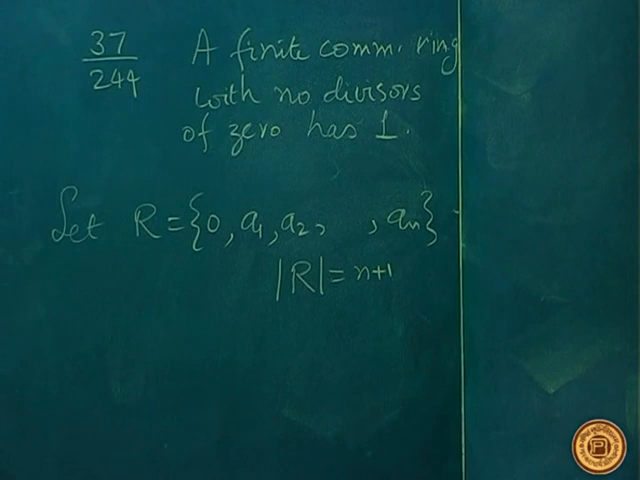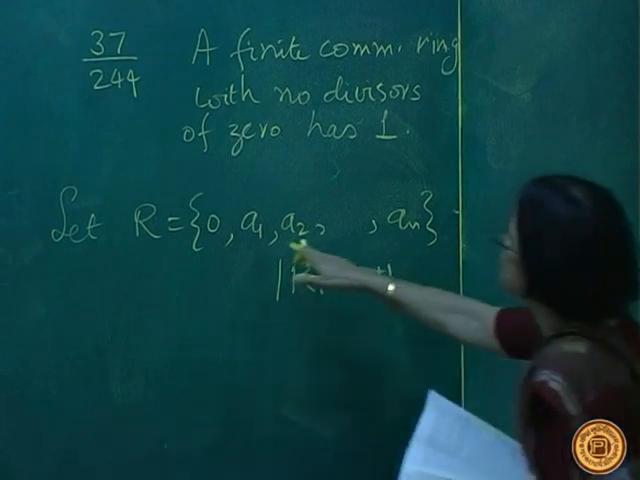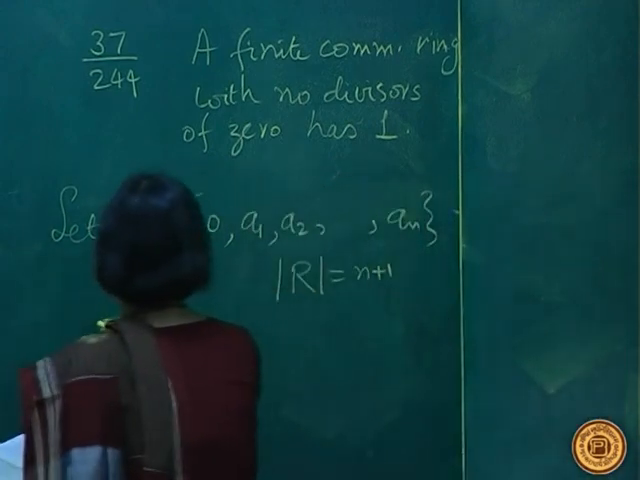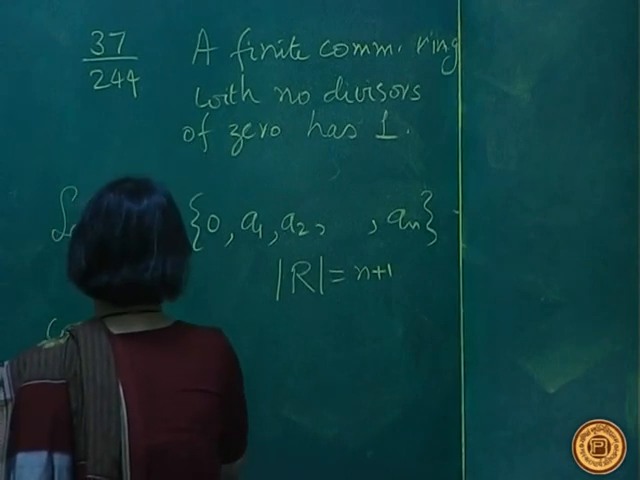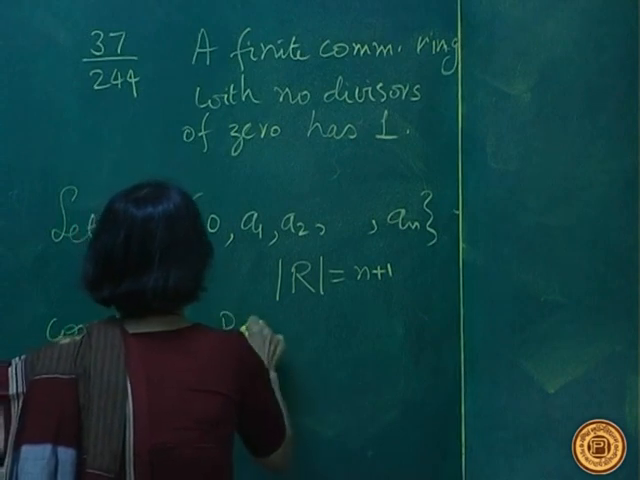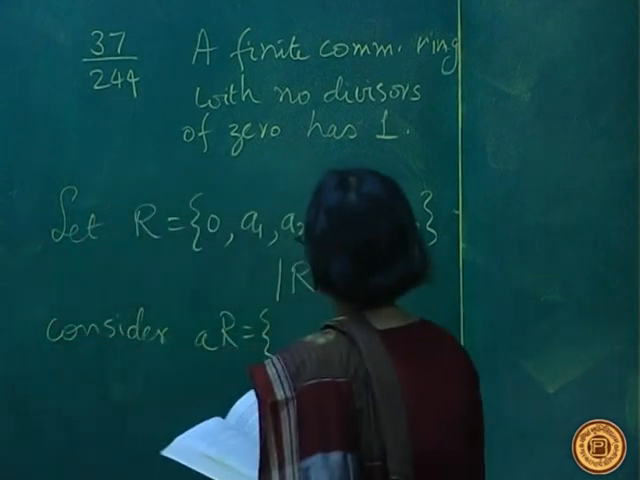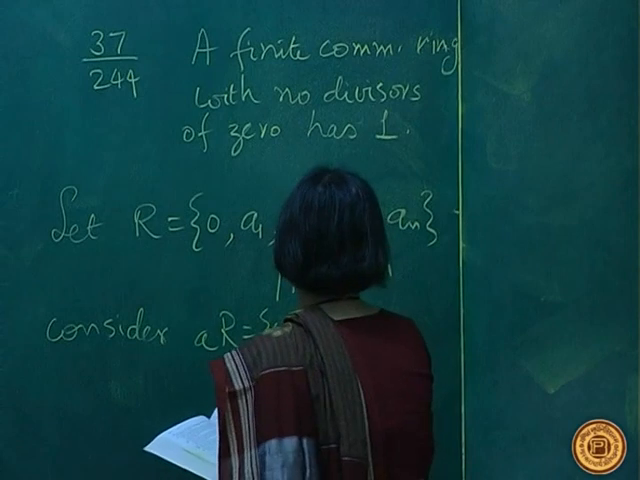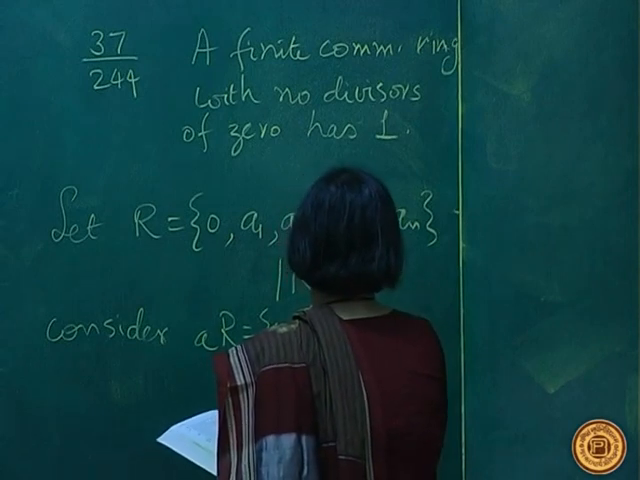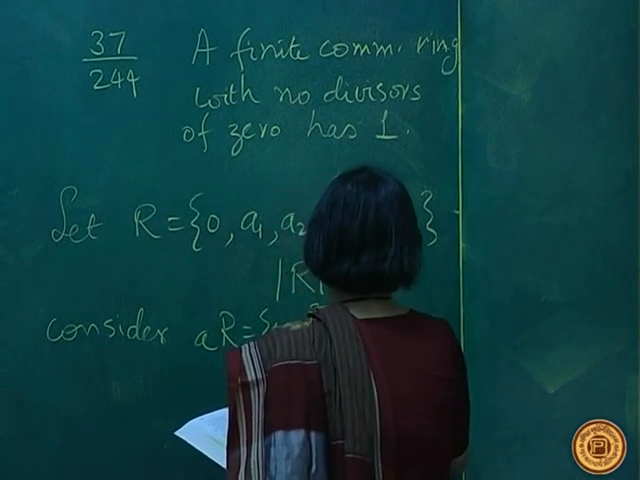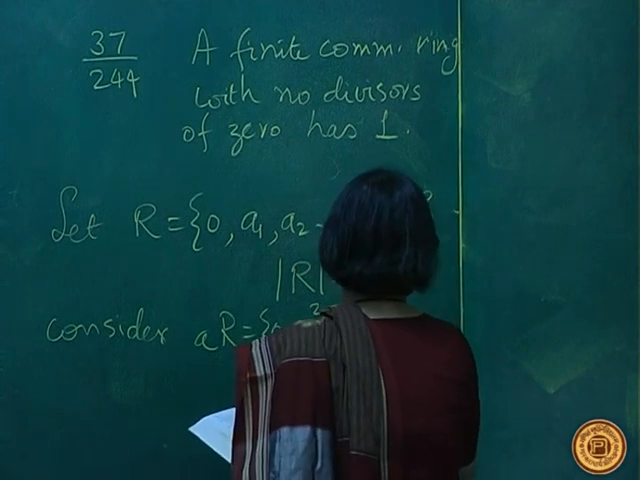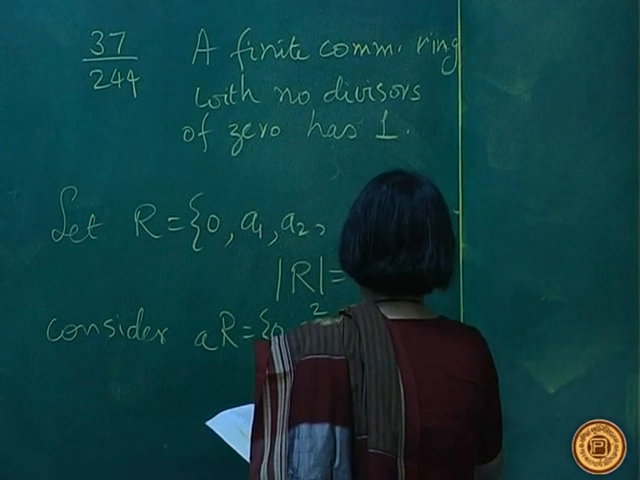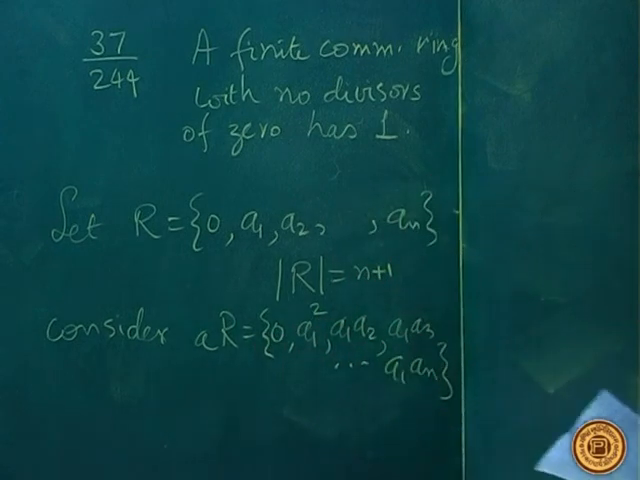What do I do next? All these elements are non-zero. So, what I do is consider A1 into R. So, enumerate again. What are the elements? 0, A1 square, A1 A2, A1 A3, dot, dot, dot, finally A1 An. So the elements again are n plus 1.